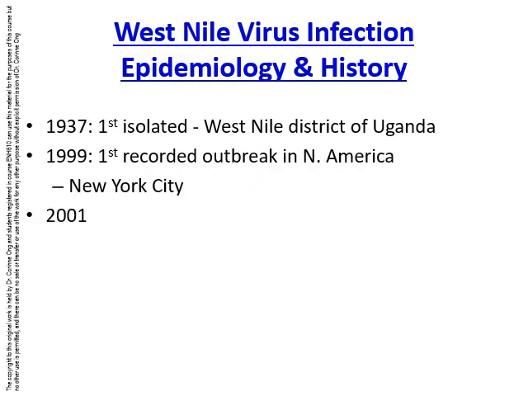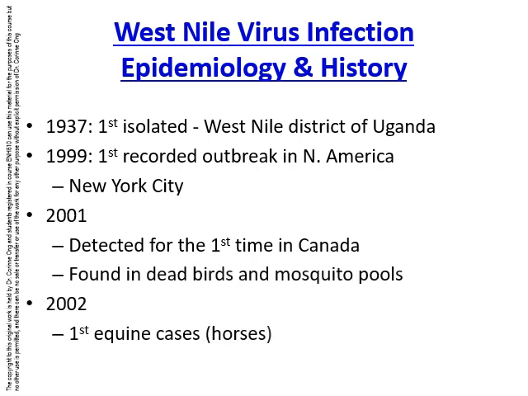In terms of its history, West Nile virus was first isolated in Uganda in 1937. It's really a tropical pathogen that didn't have any impact on North America till just over 20 years ago in 1999, when the first recorded outbreak was reported in New York City. In 2001, the virus was detected for the first time in Canada in dead birds and mosquito pools. A year later, infections in horses were reported, as well as the first suspect case in a human.